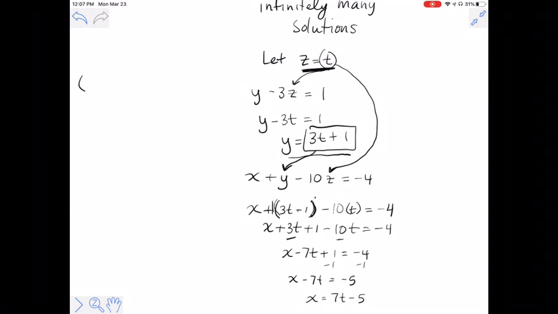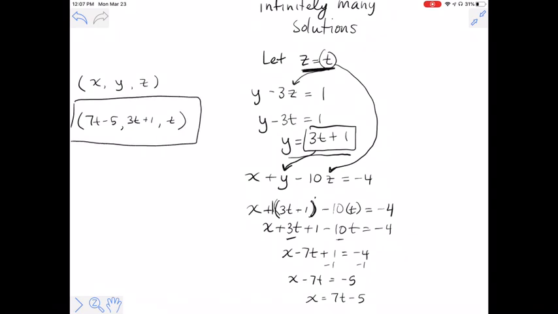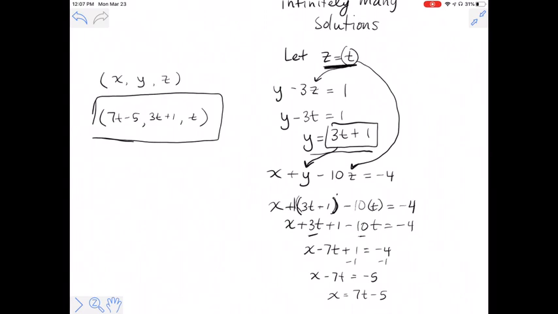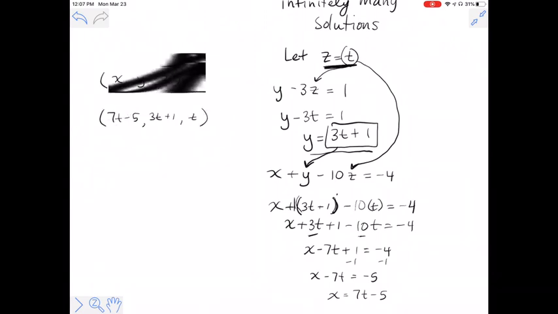So then the parameterized solution, instead of x, y, z, the value for x was 7t minus 5. The value for y was 3t plus 1, and then the value for z was t. So this is what you would circle as your solution.